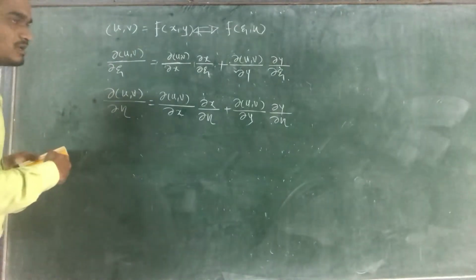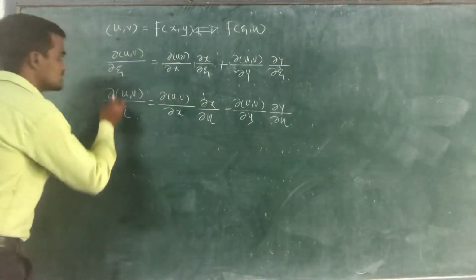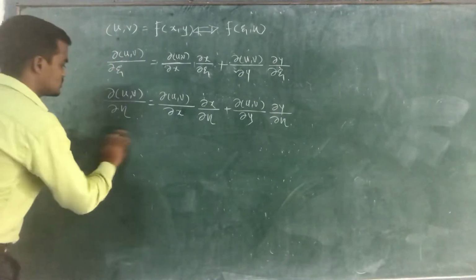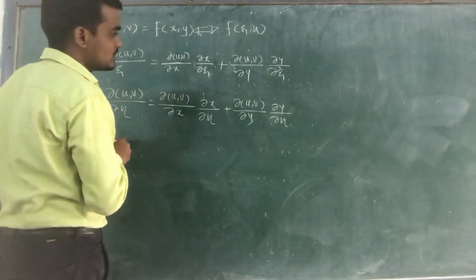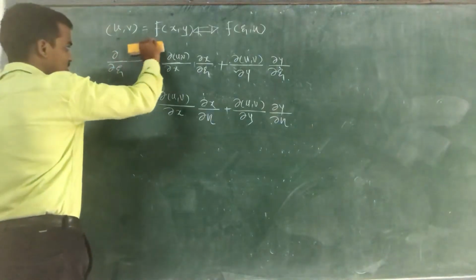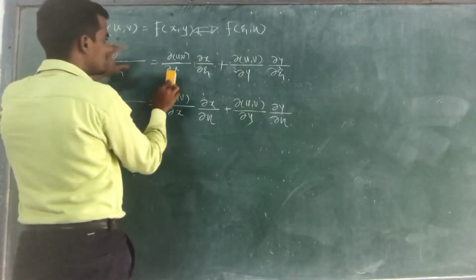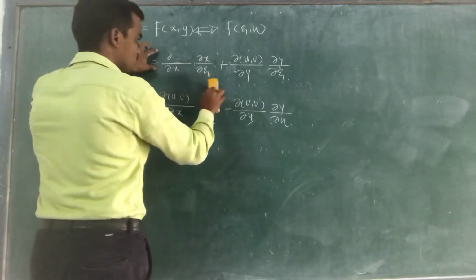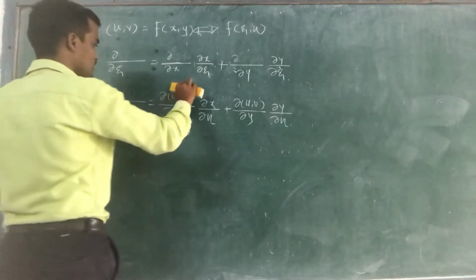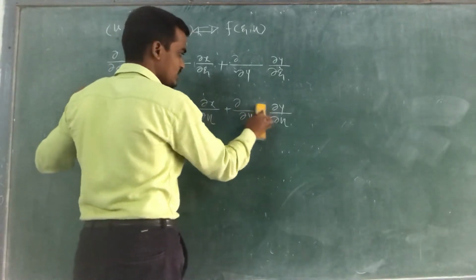In general, we can write the partial differentiation with respect to zeta and eta as follows. If we remove u and v for general partial differentiation, dou by dou zeta is equal to dou by dou x into dou x by dou zeta plus dou by dou y into dou y by dou zeta. Similarly, dou by dou eta is equal to dou by dou x into dou x by dou eta plus dou by dou y into dou y by dou eta.